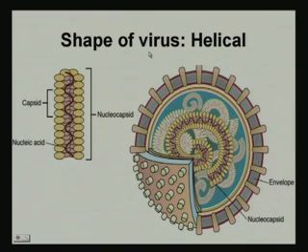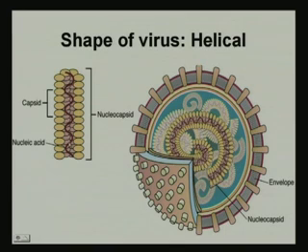Now, if we see the shape of the virus particle, then based on shape, viruses can be categorized into different groups. One is the helical type, the helical shaped virus. In this helical shape, the structure itself indicates that it is a helix-like structure.